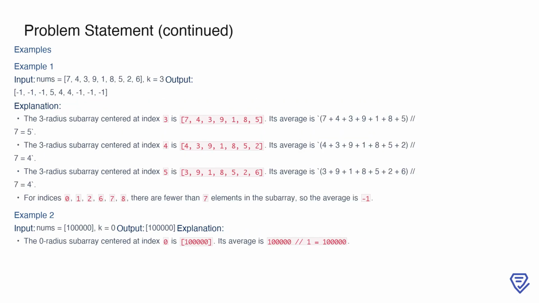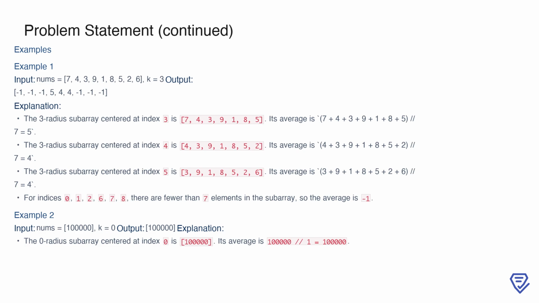In the first example, nums is 7, 4, 3, 9, 1, 8, 5, 2, 6, and k is 3. The first valid K-radius subarray is centered at index 3 and includes the elements 7, 4, 3, 9, 1, 8, 5. The sum of these elements is 37, and dividing by 7 gives 5. So, the result for index 3 is 5.